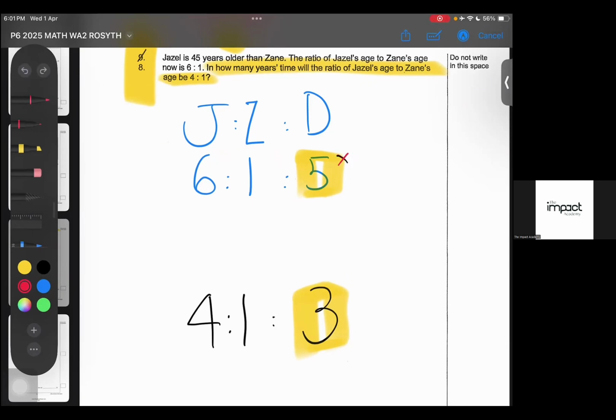Did somebody just times 9? The difference is like 45 years old. I know. So why can't I just... Why would you want to times 45? It's too big. Agree or disagree?